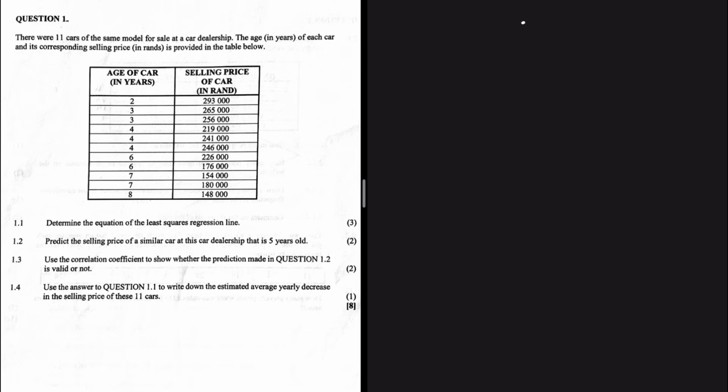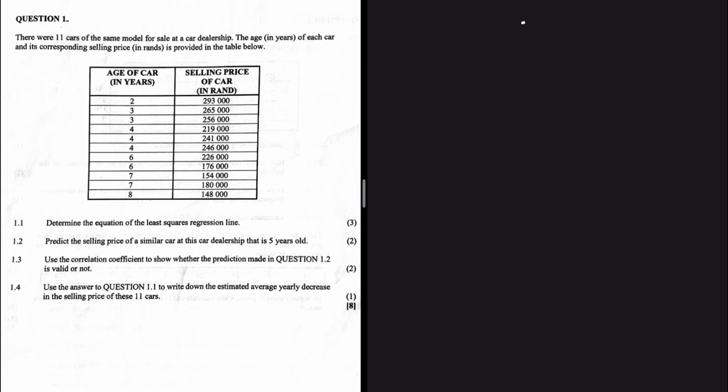There were 11 cars of the same model for sale at a car dealership. The age in years of each car and its corresponding selling price in rands is provided in the table below. 1.1, determine the equation of the least squares regression line. So obviously, we're going to use our calculator to do that.